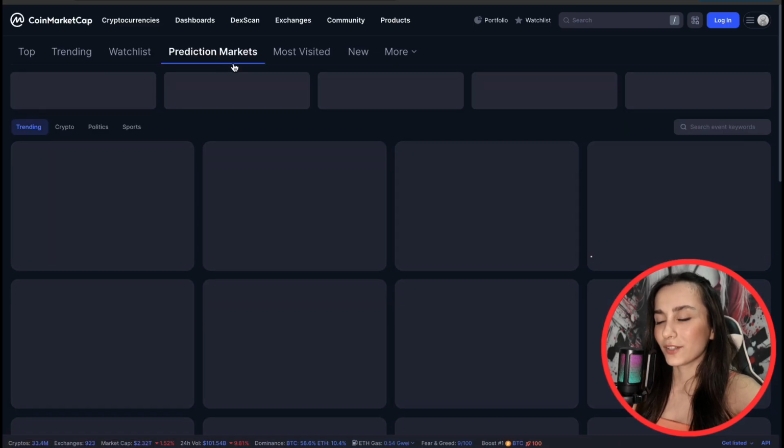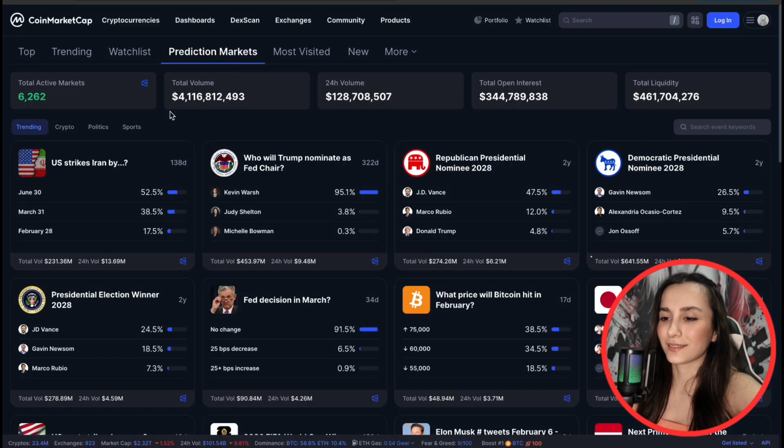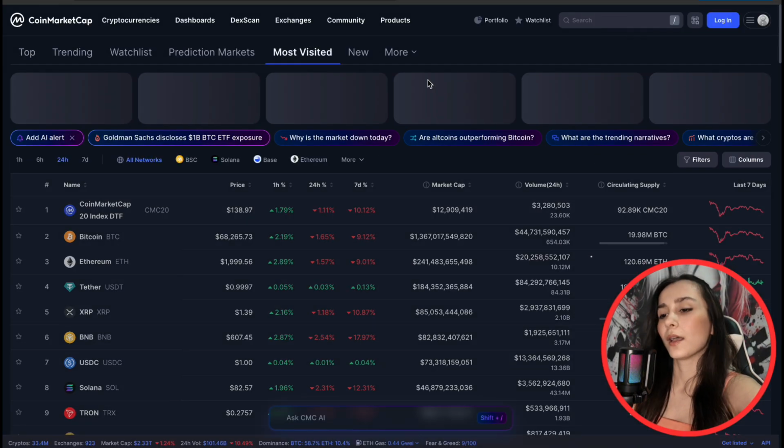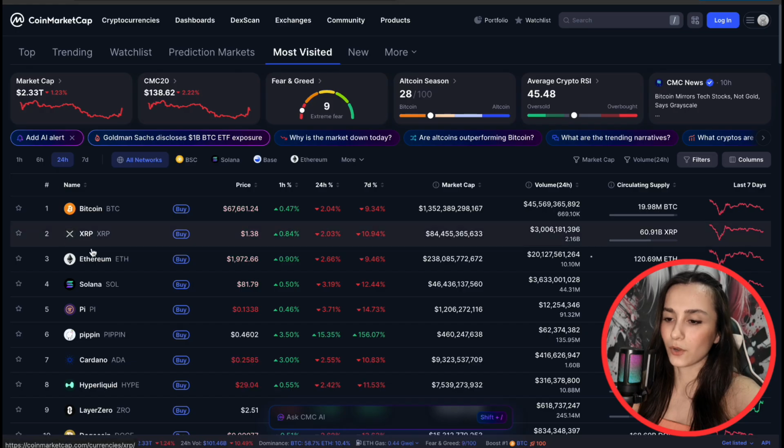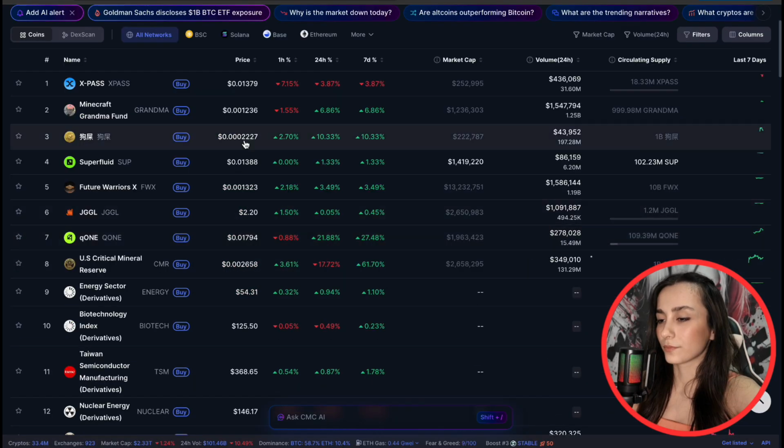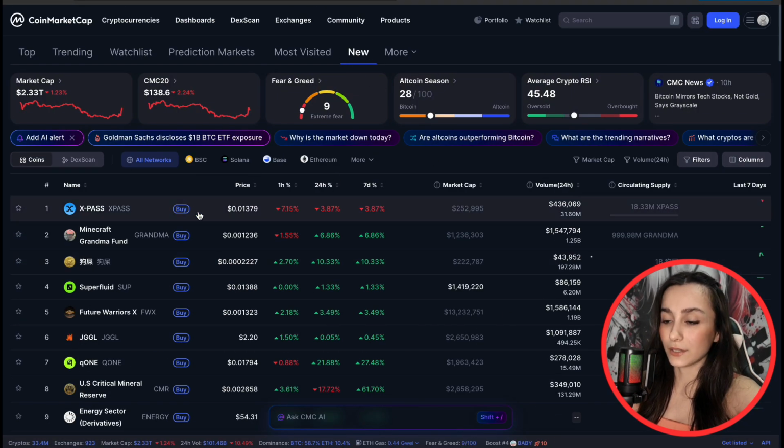So this is the prediction market. This is where people make some guess and they bet on it. It's like Polymarket. For sure you heard of it on Instagram or somewhere else on social media. It's like that. It's kind of a bet you are making with crypto. That's it. And you can see most visited coins as well. It's Bitcoin and XRP. So you can see new coins as well.